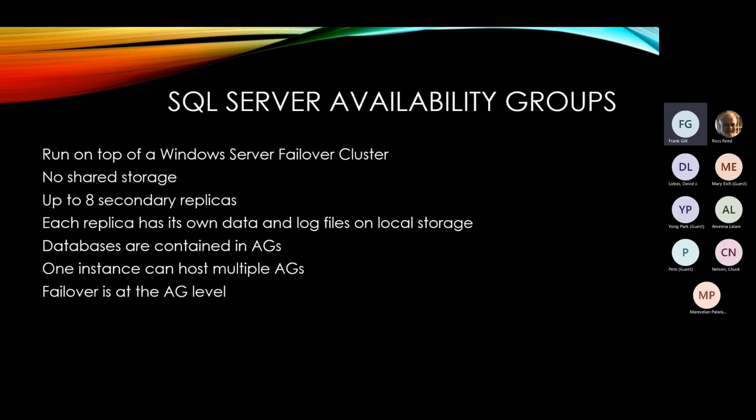Databases are contained in that availability group, and one instance can host multiple availability groups. So, a kind of standard use pattern is you may have application-based availability groups. So you've got 8 databases on an instance, 4 of them support application 1, 4 of them support application 2, have an availability group per application.